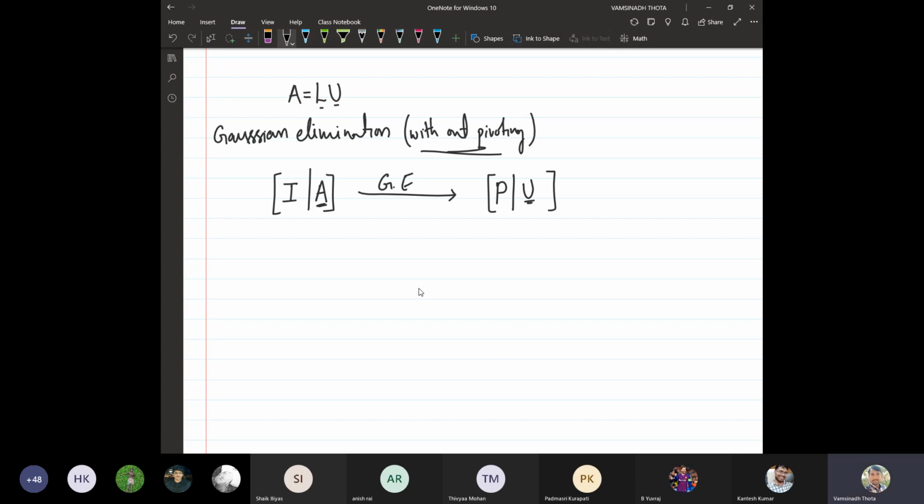So while converting this A to an upper triangular matrix, what will happen? The left part of the augmented matrix also will be converted to some other matrix. But here you should understand that this P will be a lower triangular matrix only. But do not think that A will be equal to P times U. It is not true. It is not necessary that A will be equal to P times U.